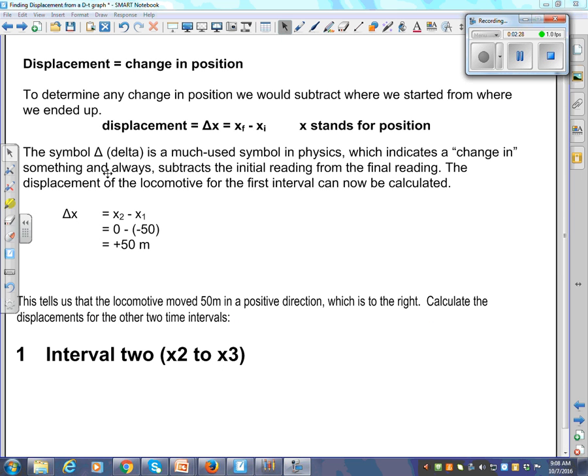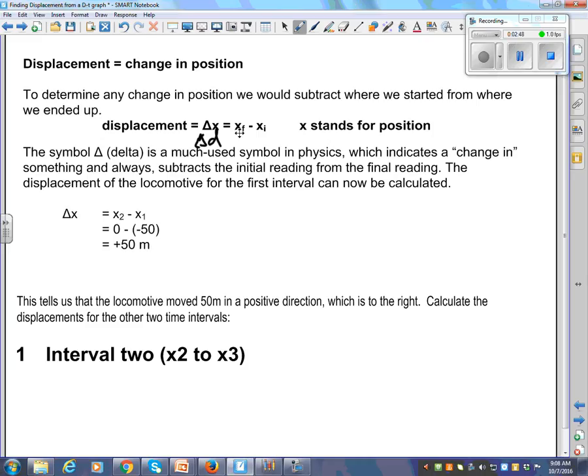To determine any change in position, we would subtract where we started from where we ended up. Displacement is delta x, sometimes delta D, in fact more often than not it's delta D, is xf minus xi. What does xf minus xi stand for? Exactly. Final position minus initial position.